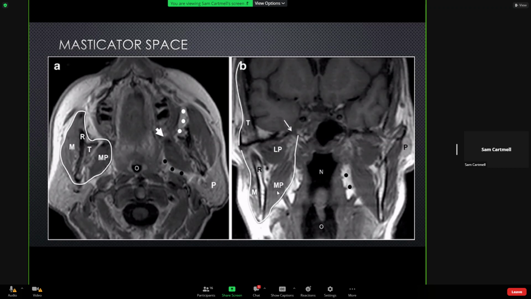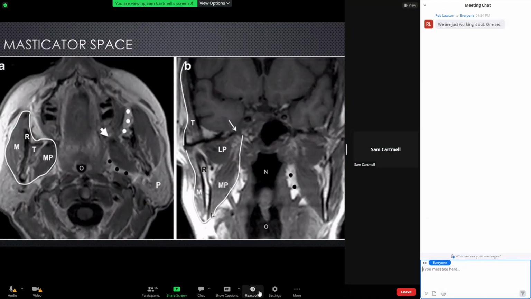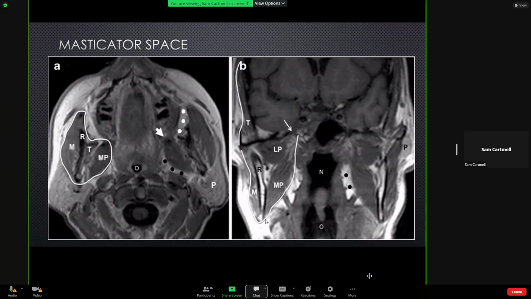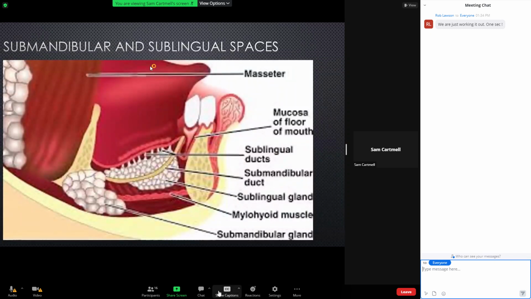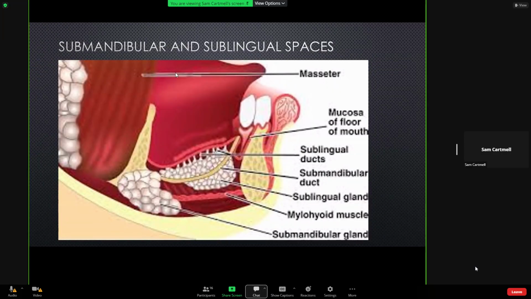Something else to keep in mind is that a lot of the infections we're going to talk about are odontogenic, meaning they're due to dental disease, and you tend to get masticator space involvement when you have something on the mandibular set of teeth, and particularly slightly more anteriorly, because if they're going to be posterior, they're instead going to be involved in the submandibular space, probably. So the submandibular and sublingual spaces are both on the floor of mouth.